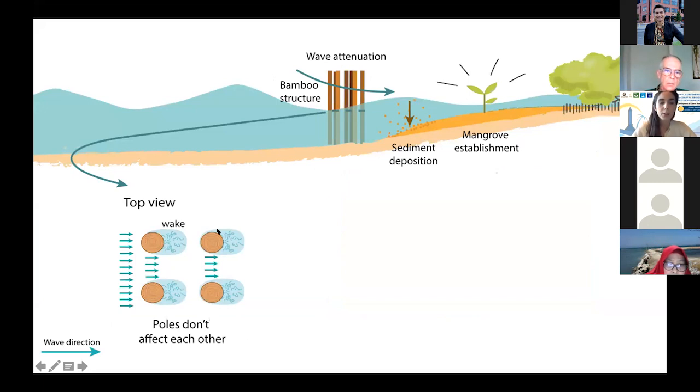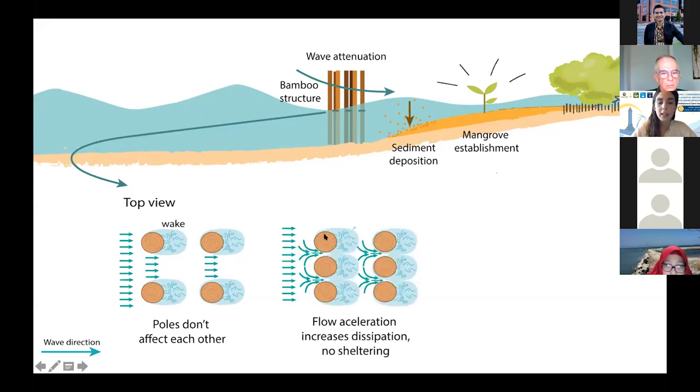For instance, we learned that when you put the elements far away from each other, they don't really interact. But when you put them with a small lateral spacing perpendicular to the waves, then the flow has to accelerate between the elements, and this increases the dissipation per pole.